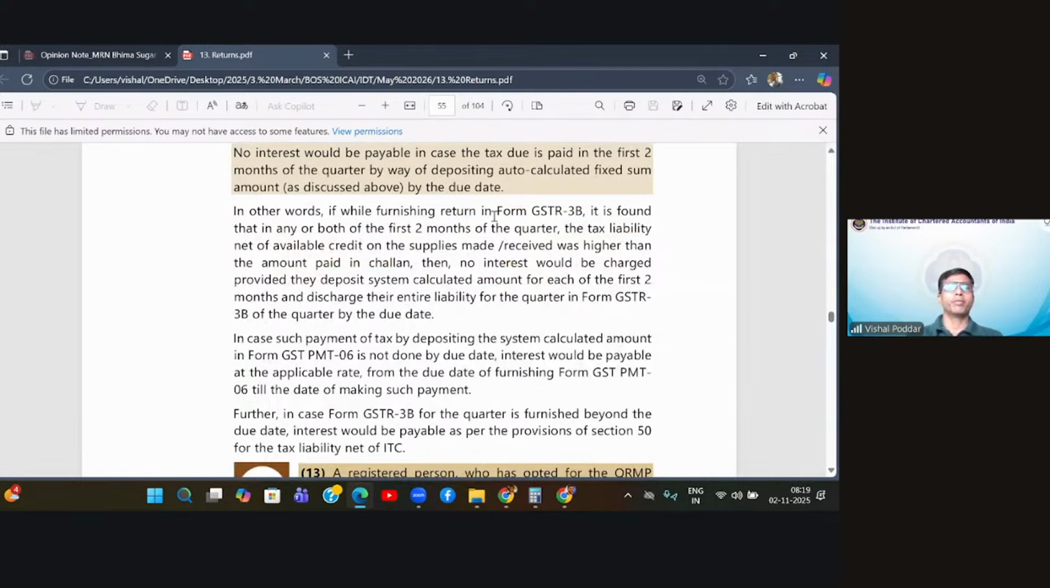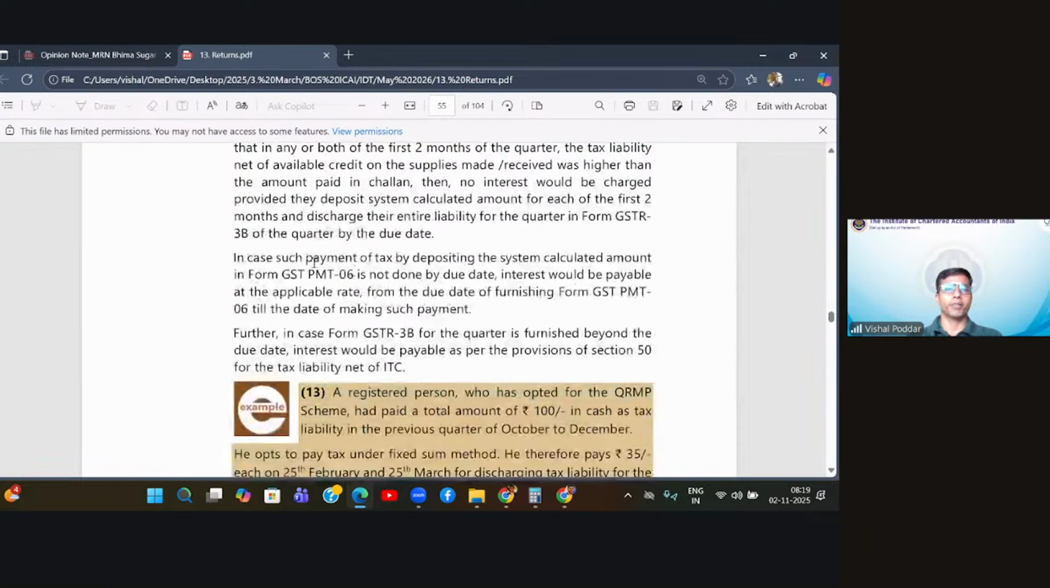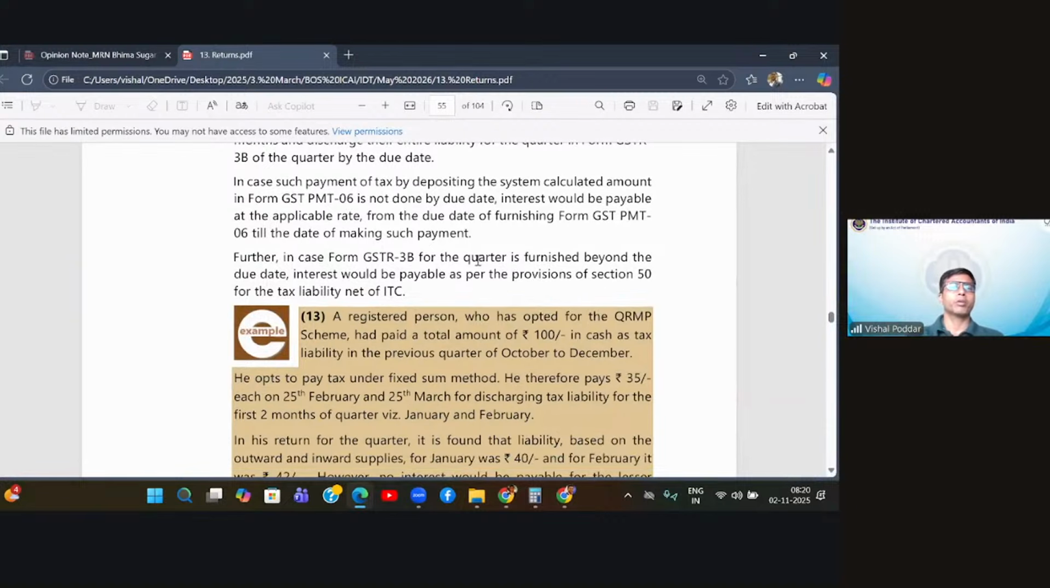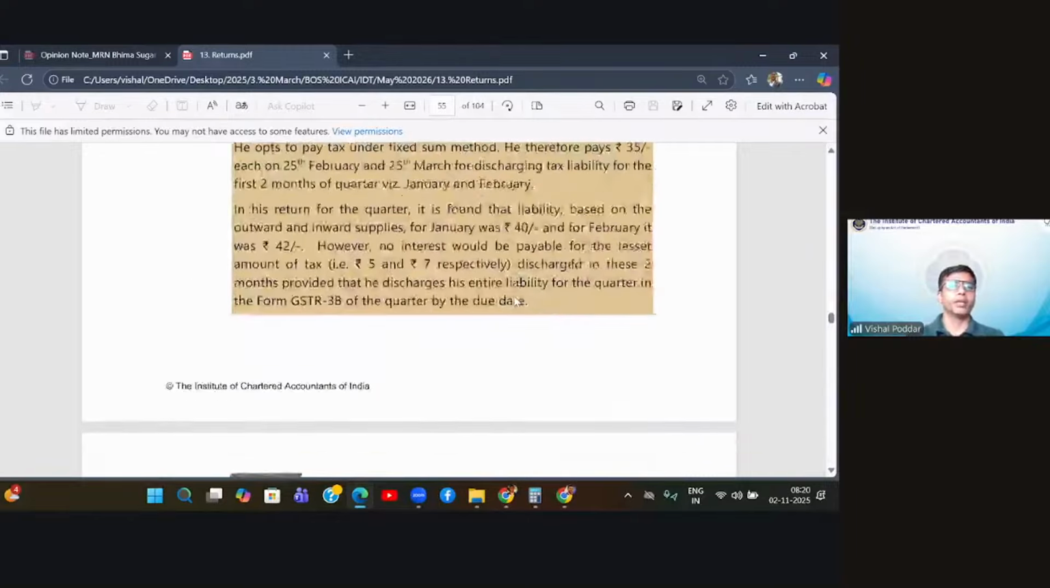So, in other words, if while furnishing 3B it is found that in any or both of the 2 months of the quarter, the liability net of available credit on the supplies made and received was higher than the amount paid in challan, then no interest would be charged provided they deposit the system-calculated amount for each of the first 2 months and discharge their entire tax liability. In case such payment of tax by depositing the system-calculated amount is not done by the due date, interest would be payable. This is obvious. So if you're not depositing by the monthly due date, you have to pay interest. Further, in case the 3B for the quarter is furnished beyond the due date, obviously again the interest liability will trigger.